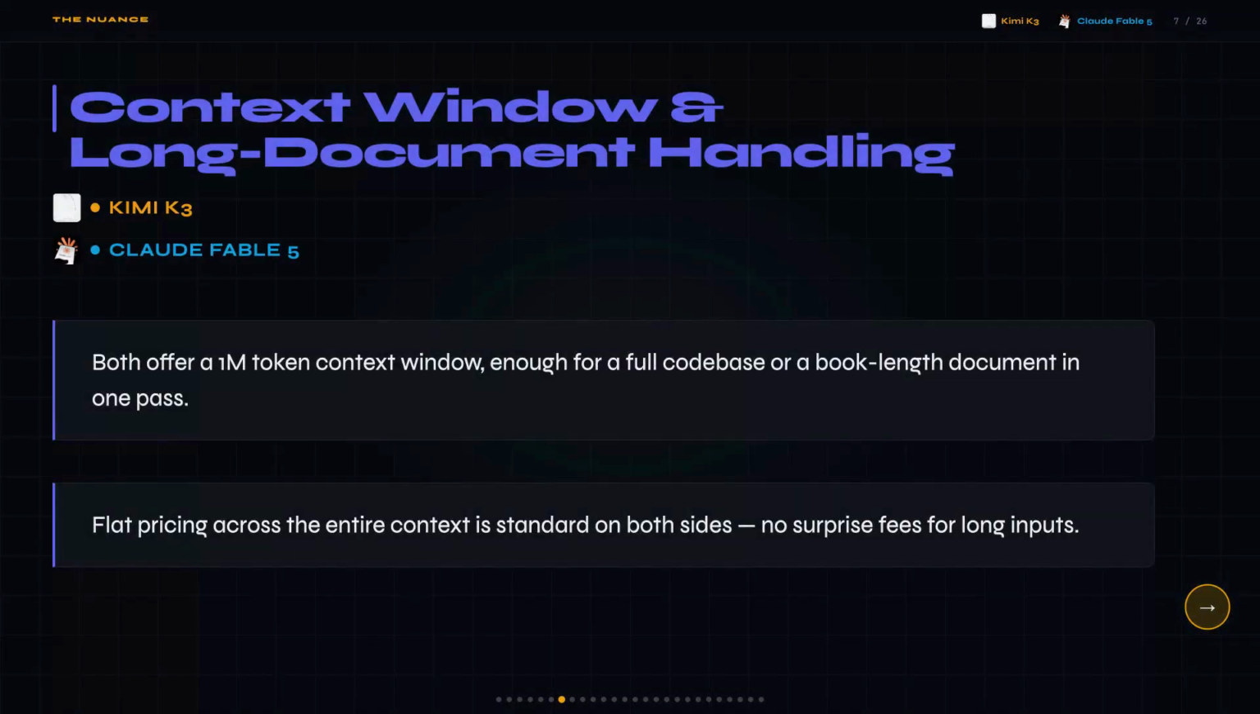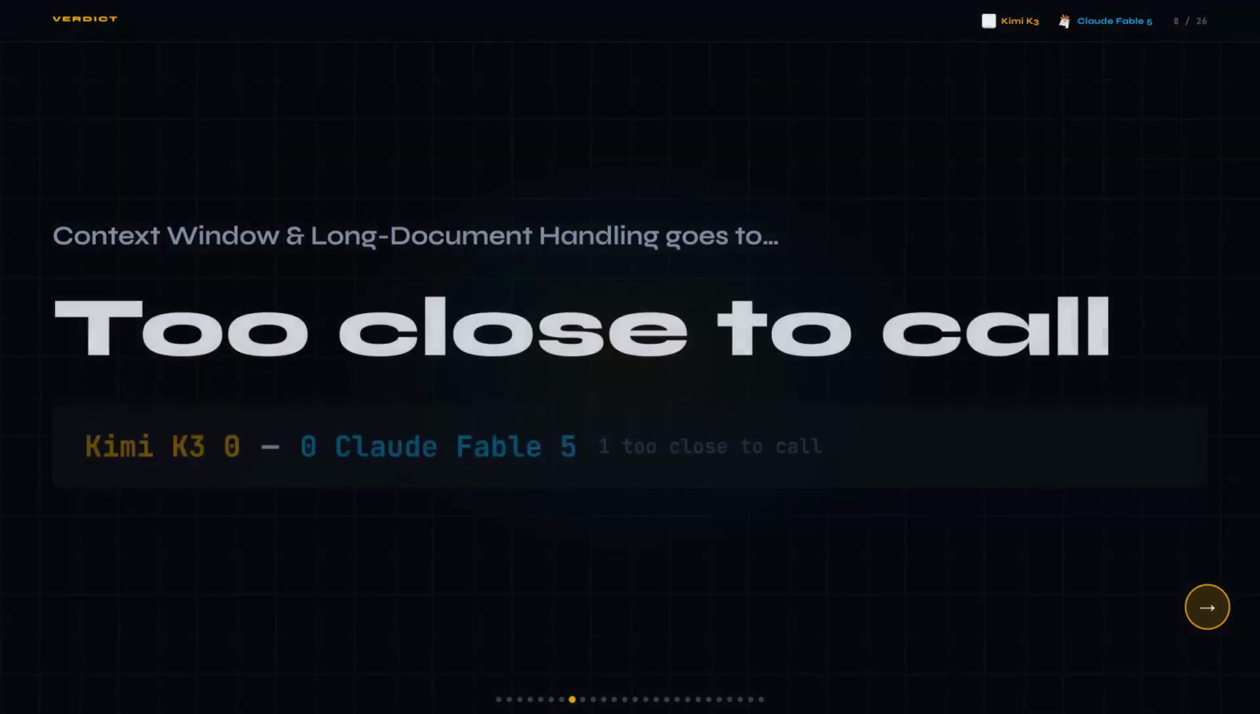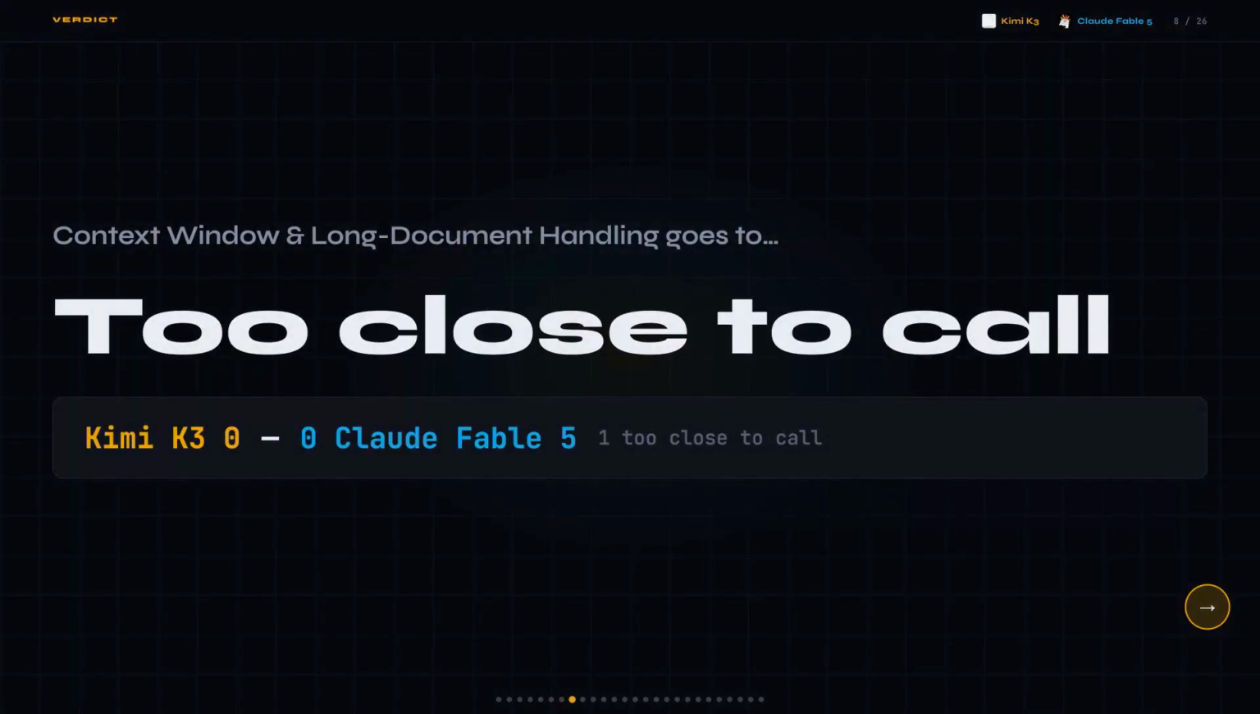Now, same context size doesn't mean the models actually use that context equally well. 1 million tokens on paper and 1 million tokens of reliable recall in practice can be 2 pretty different things. There's no head-to-head retrieval benchmark between these 2 right now. So take the tie at face value. Test 1 is a dead tie. Both sit at 1 million tokens, both charge flat across the full window. I was expecting Fable 5 to have some kind of premium tier for long context, and it just doesn't. Neither does Kimi. Scoreboard stays blank for now, 0 to 0 with 1 tied.